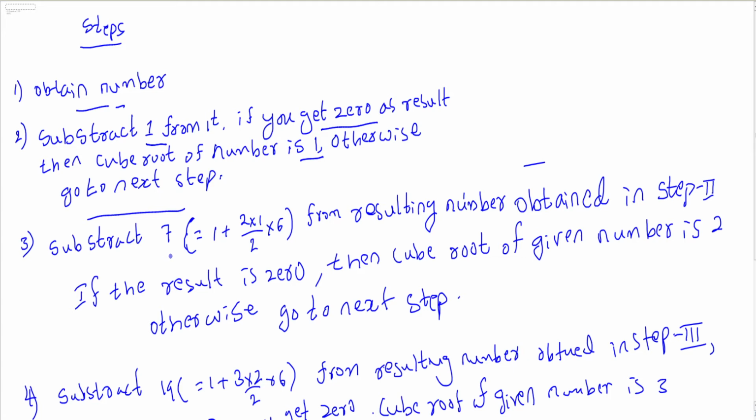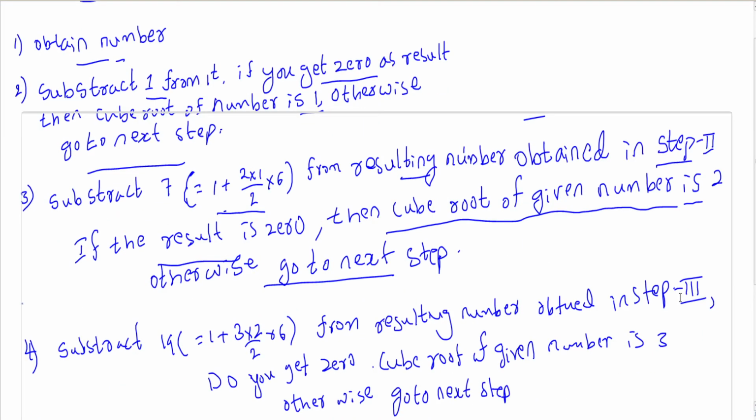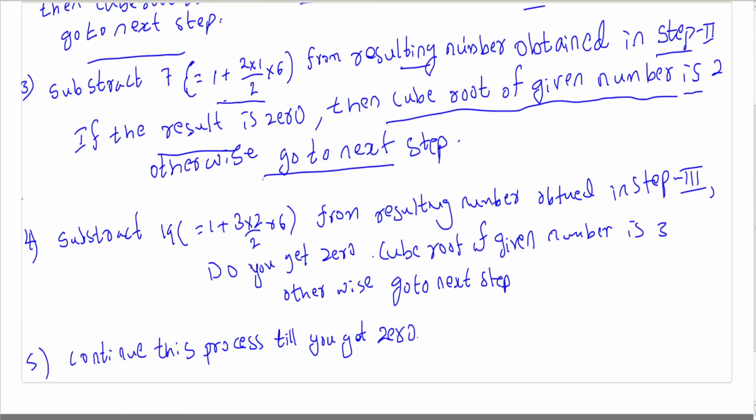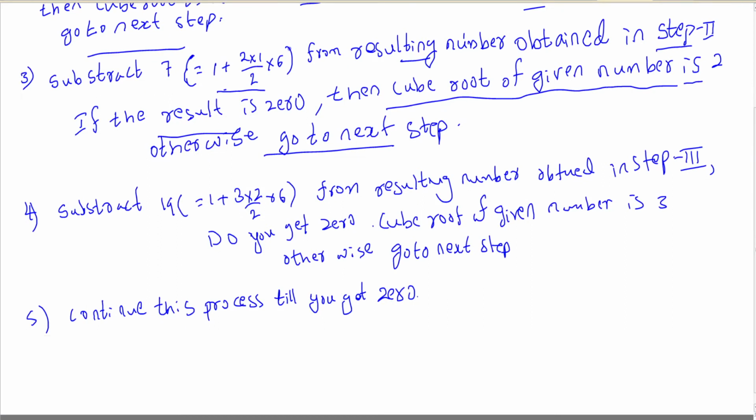Next, subtract 7 from the resulting number of step 1. If the result is 0, then the cube root of the given number is 2, otherwise go to the next step. Then subtract 19 from the resulting number. Here you should follow the sequence.